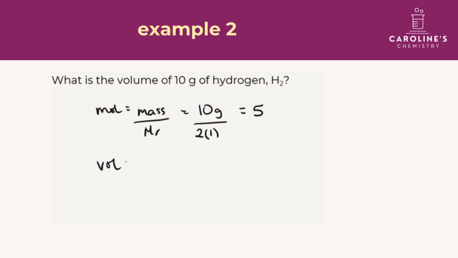Now let's plug it into the volume equation. So the volume is equal to 24 times the moles, times by the 5. So our overall answer comes out as 120 decimeters cubed, not forgetting the units.